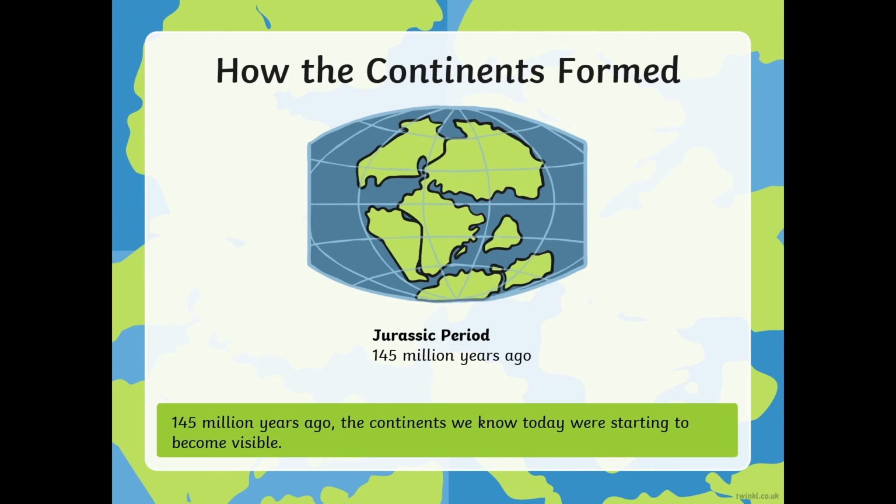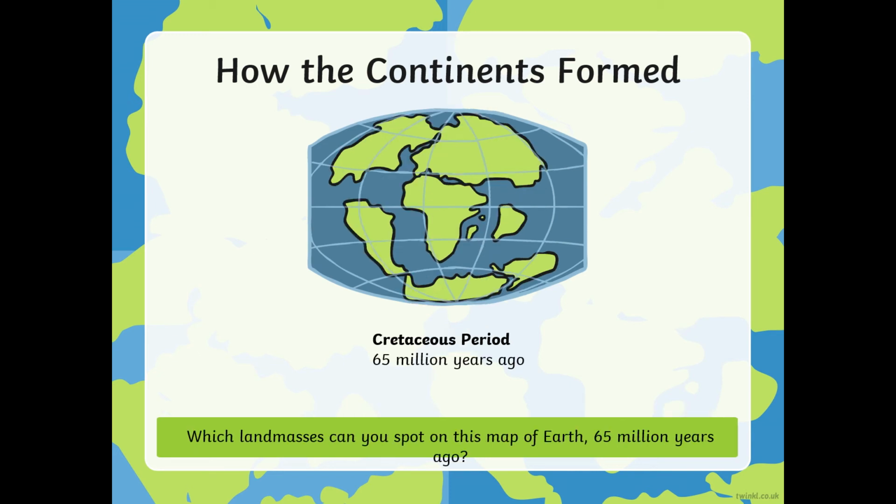About 145 million years ago, so another 50 million years on, the Jurassic period started. You might remember that from Jurassic Park, and that was when the continents we know today were starting to become visible. If you look at the map here, you might be able to recognize some of the continents as they now are. Here in the Cretaceous period, 65 million years ago, think about it, can you spot some of these land masses and match them up to the continents that we have today?